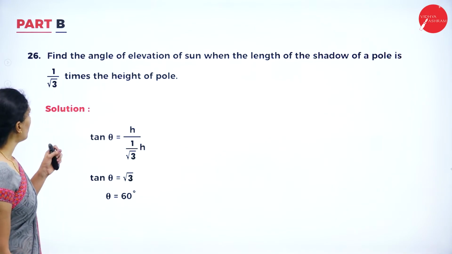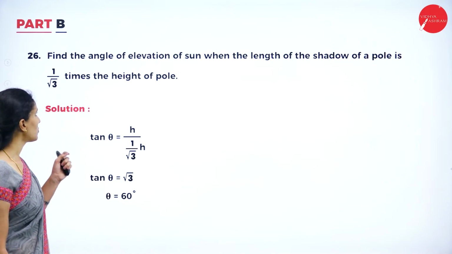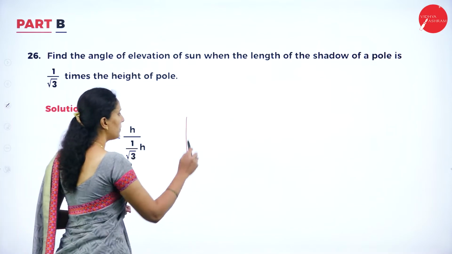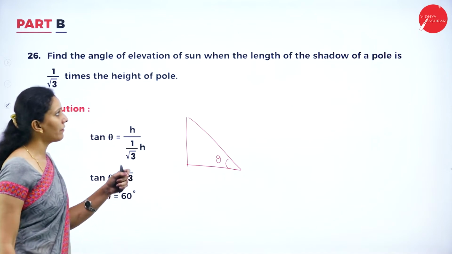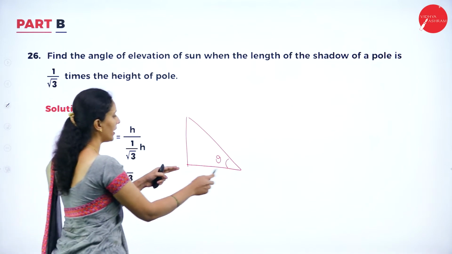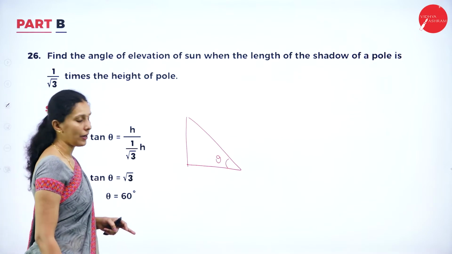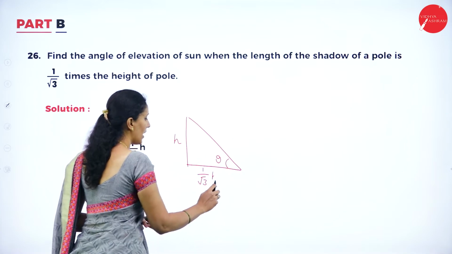Next we have: find the angle of elevation of the sun when the length of the shadow of a pole is 1 by root 3 times the height of the pole. So here we have a pole and this is the angle of elevation you can consider. They have given the shadow of the pole. If you take this as the shadow of the pole, it is 1 by root 3 times the height of the pole. If you take the height as h, this is 1 by root 3 times h.